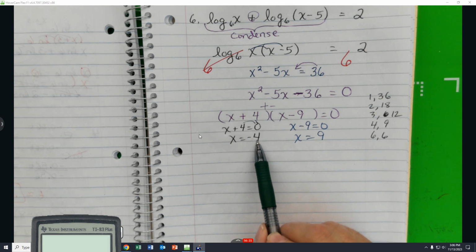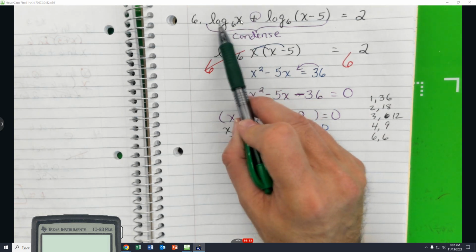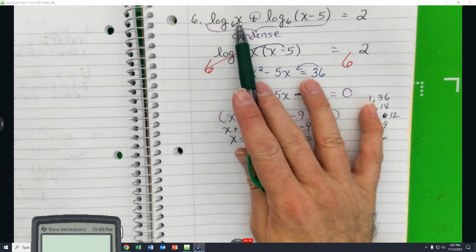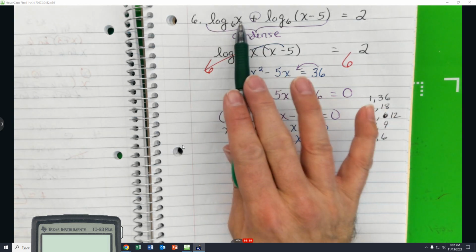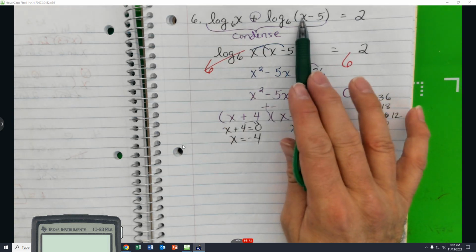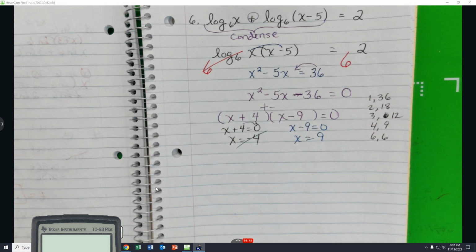If we take this first answer, you sort of have to check. Why am I saying sort of? It doesn't really matter the numbers you're getting. It's just a matter of whether it's positive or negative after the logarithm. If I plug negative 4 in for x, obviously log of a negative. And here too, negative 4 minus 5, negative. The negative 4 doesn't work.